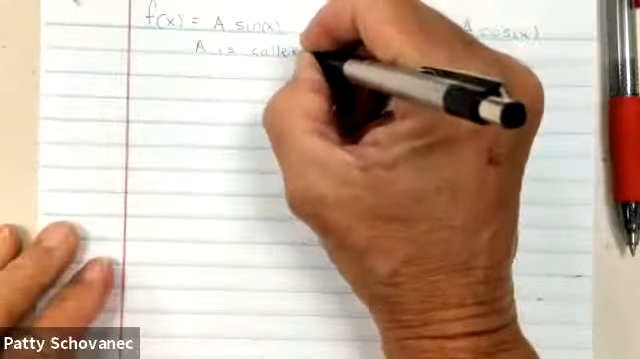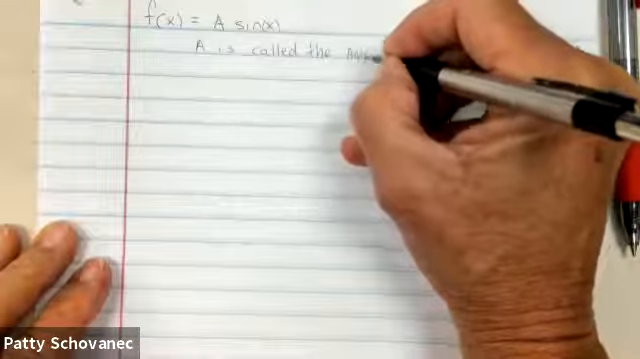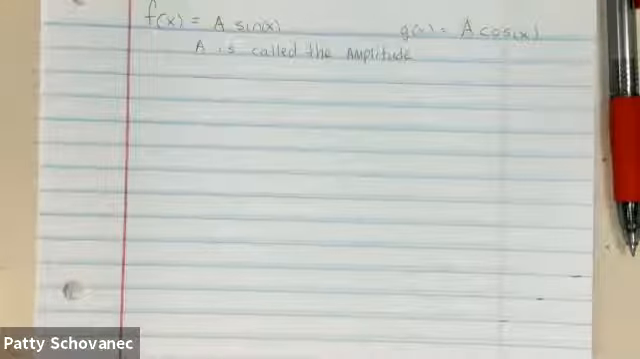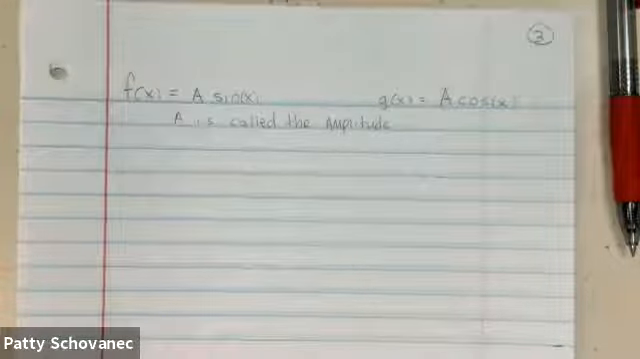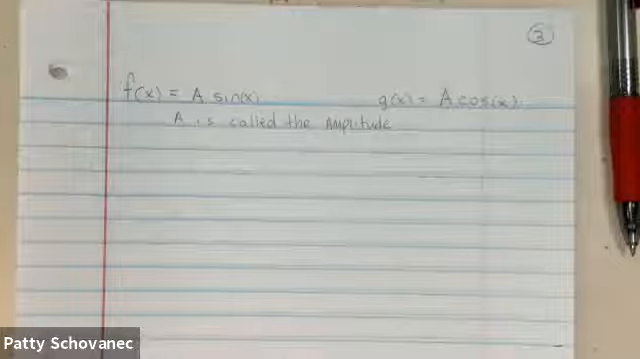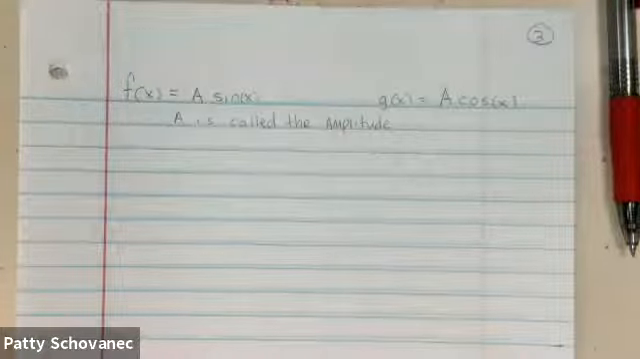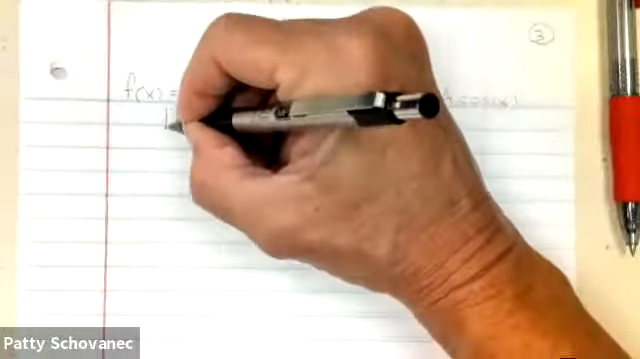A is called the amplitude. But we got to worry about the sign as well. What if we look at the graph of y is equal to x squared and compare it to the graph of y is equal to negative x squared? It's reflected, right? Same thing can kind of happen here. If A is a negative number, it tips the graph upside down. So amplitude is a size. We're going to put it in absolute value.